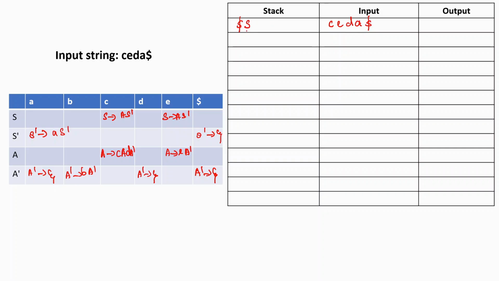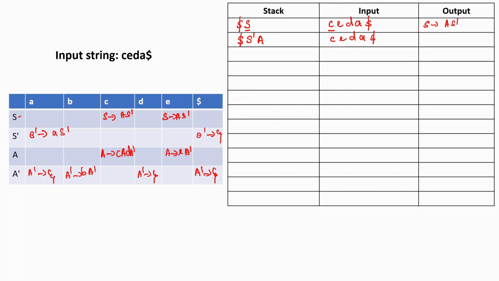Now we have to check in the parse table the combination of S and C. S is the stack top symbol and C is the input terminal. When you compare this, the corresponding production rule is S → A S dash. So this S is now replaced with this production, but when you push it into the stack, it should be pushed in the reverse order. So S dash A, then C E D A dollar symbol.